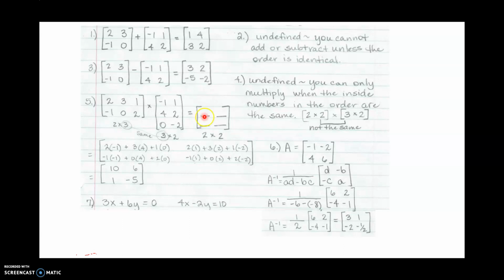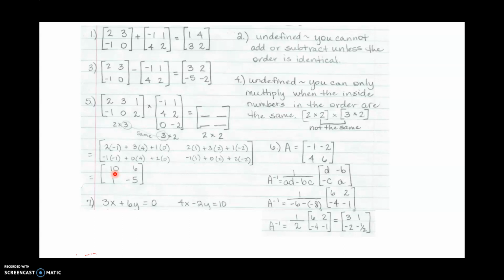If I want to know what goes in the first row, first column, I'm going to multiply the first row times the first column. So if I want to know what goes in the first row, first column, I multiply first row times first column. So I'm going to do 2 times -1, 3 times 4, and 1 times 0. All right, so that's what we got right here. 2 times -1, 3 times 4, and 1 times 0. So if I combine those, that gives me my +10.